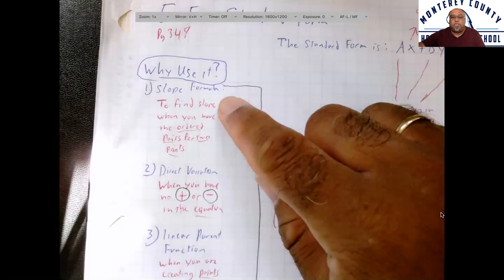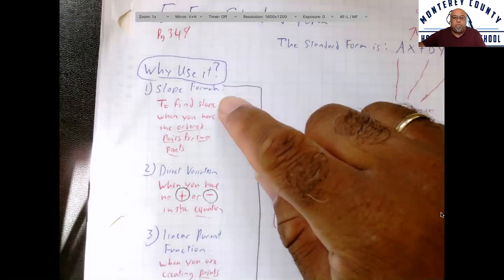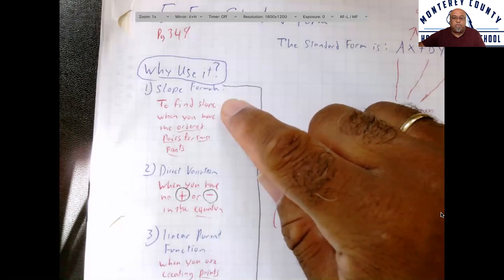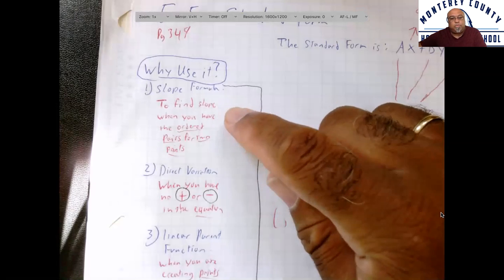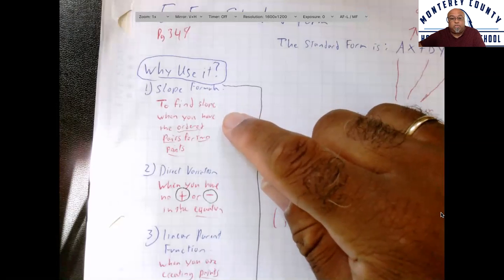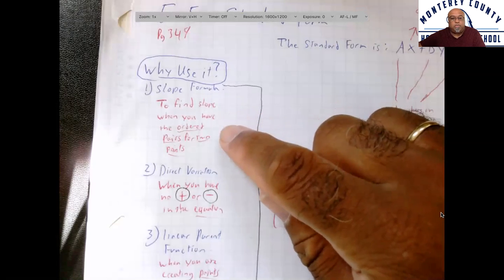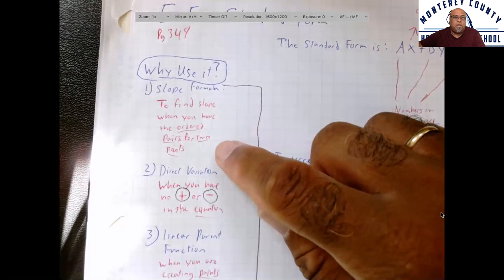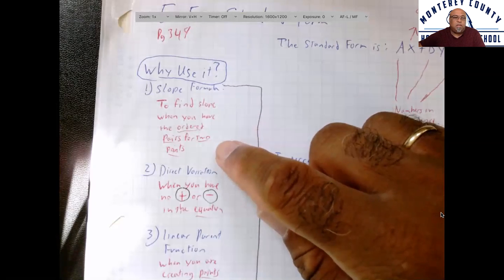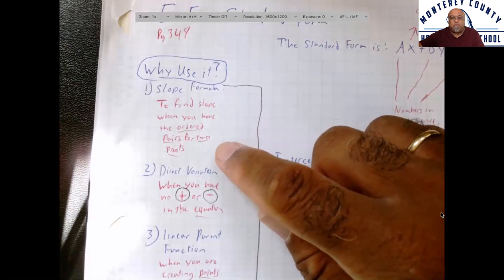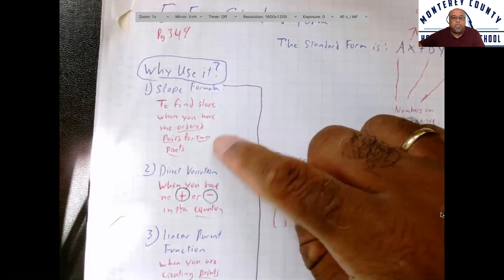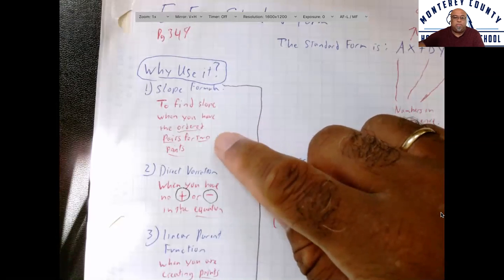So the first one was the slope formula, which is y2 minus y1 over x2 minus x1. Why do we use the slope formula? We use it to find the slope when you have ordered pairs for 2 points. So if I have 2 points like (1, -7) and maybe (1, 2), I have x and y values for 2 points. I can put those 2 points in and find the slope.